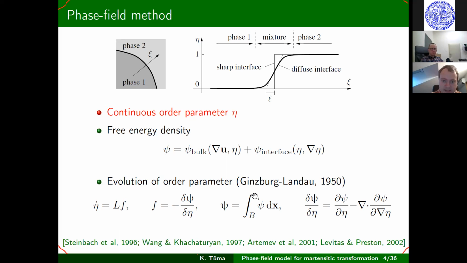Here psi is an integral over the whole domain of the free energy density psi. So you can see that this corresponds to the derivative coming from the Gateaux derivative.